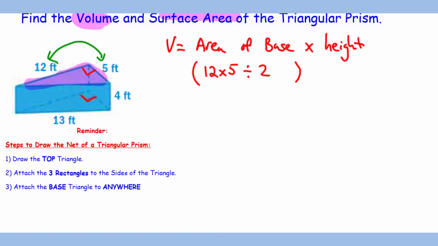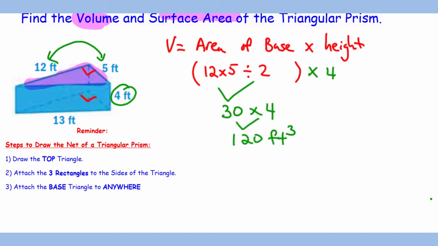So there are 2 numbers left over. Which one's the height? If you think about stacking triangles, this will be the height right here. So we will multiply this by the 4, and this will give us 30 times the 4. So we get 120 cubic feet as our final answer, because we're multiplying 3 dimensions together.